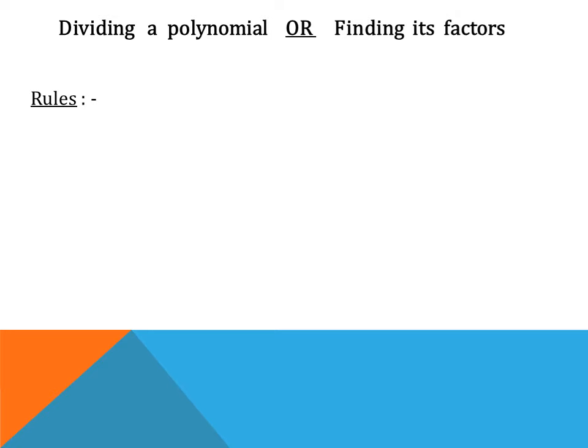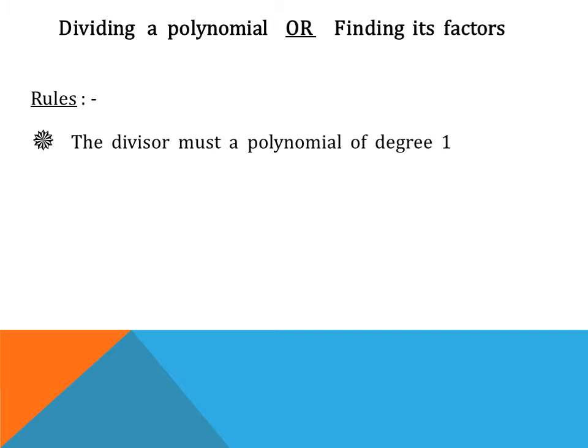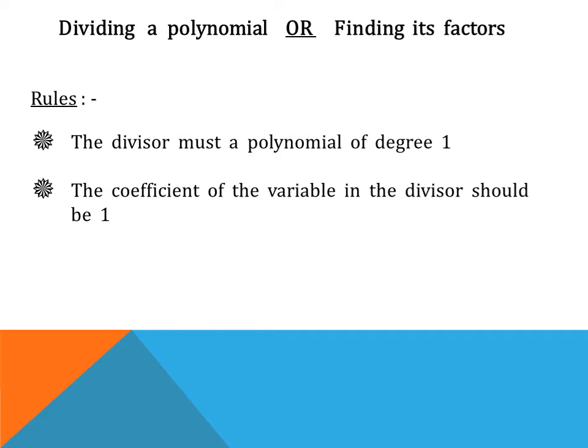First is that the divisor should be a polynomial having a degree 1. So the power of the variable in the divisor must be 1, and similarly the coefficient of the variable of the divisor also should be 1.